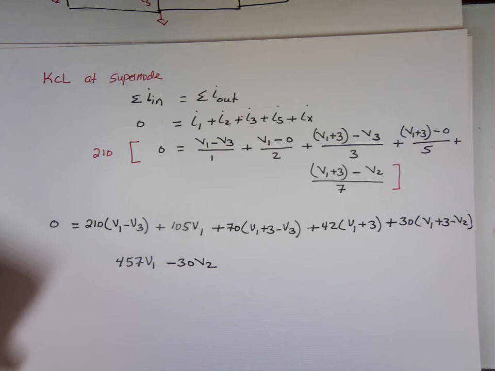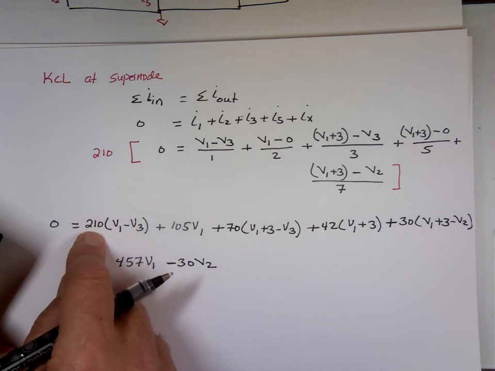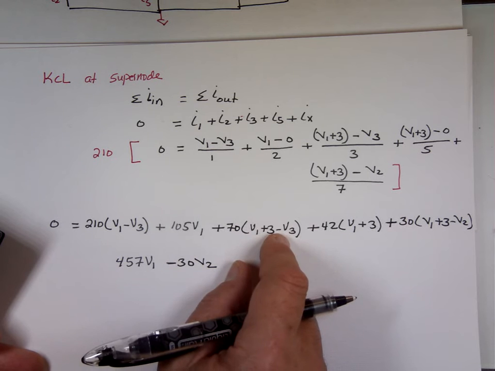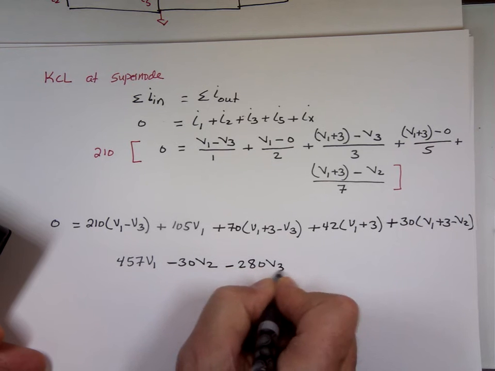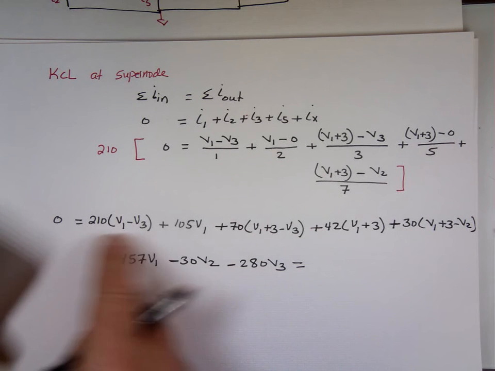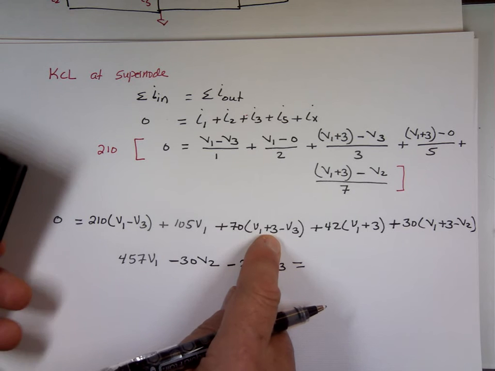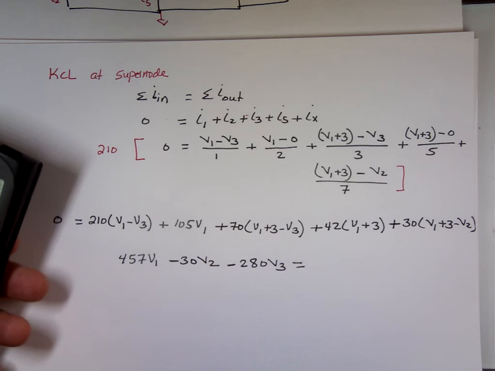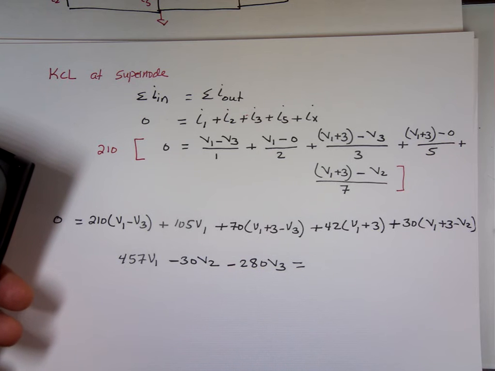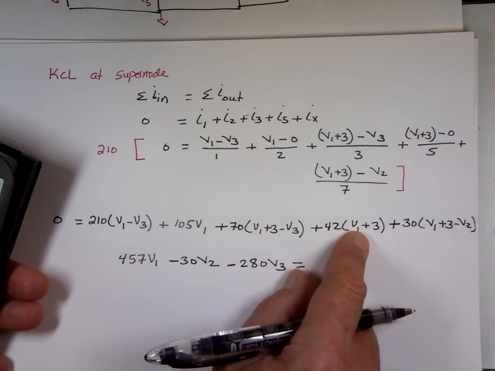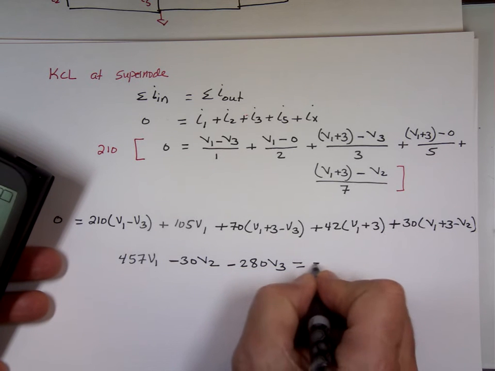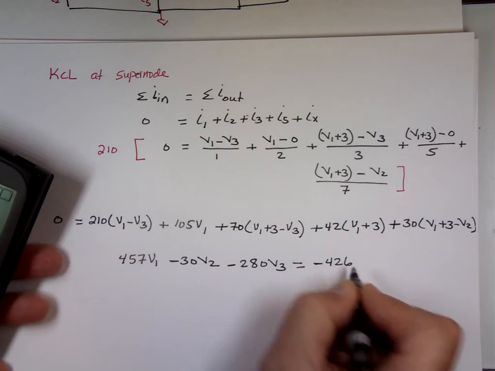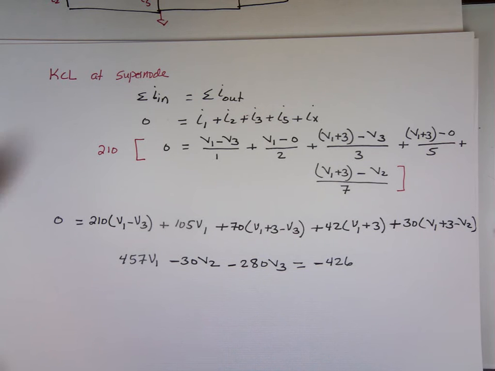For V3, I get negative 210, negative 70, minus 280. 280 V3 equals. That's 210 here. Let's see, 70 times 3 plus 42 times 3 plus 30 times 3. Is that negative 426 once you move it to the left side? I think 426. And that's equation number 1.